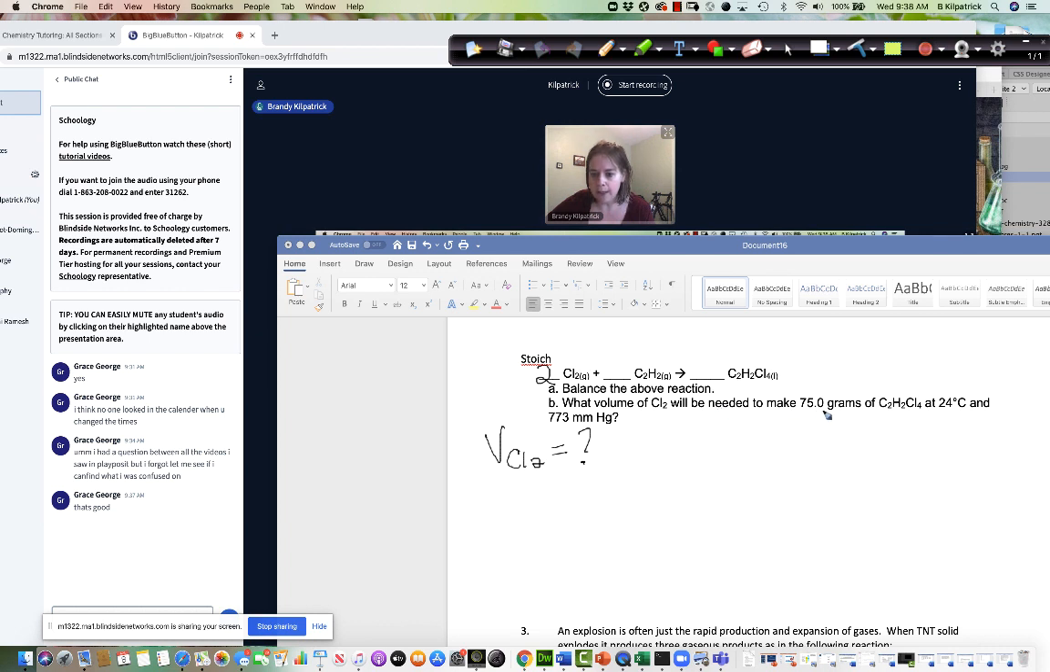Will be needed to make 75 grams. So we have an amount, but this is of the product, the C2H2Cl4. Okay, so it gives us an amount, but it's for a different substance. So right off the bat, I can see that stoichiometry has to be involved here because I'm looking for one substance, and I'm given information about a completely different substance. So it has to involve stoichiometry to some extent.